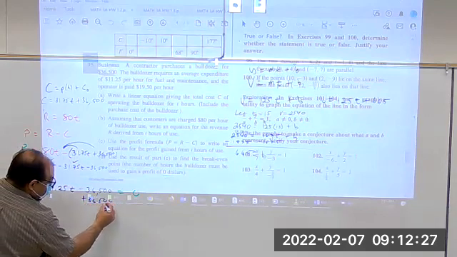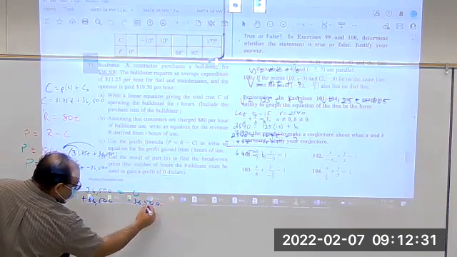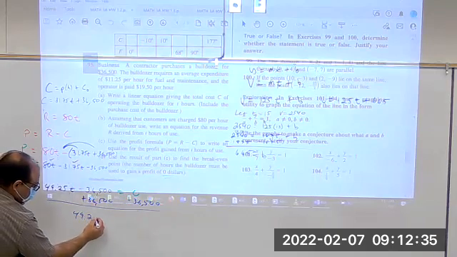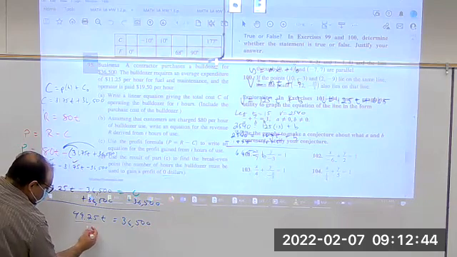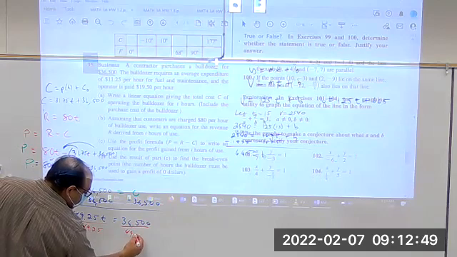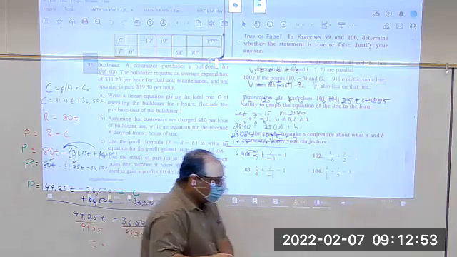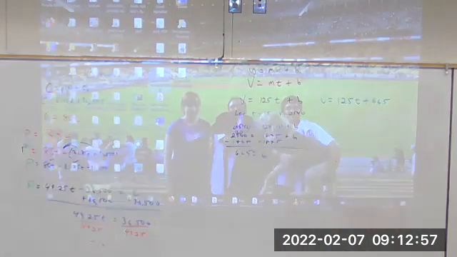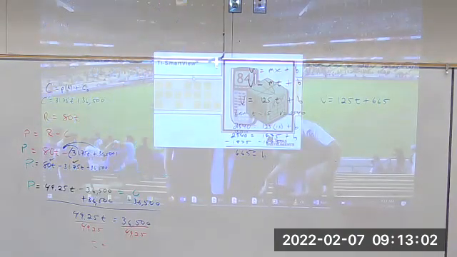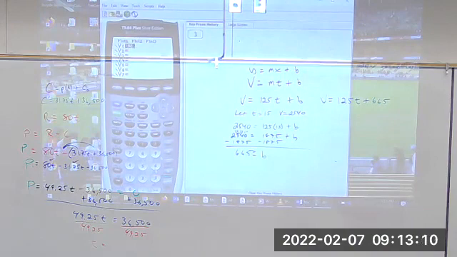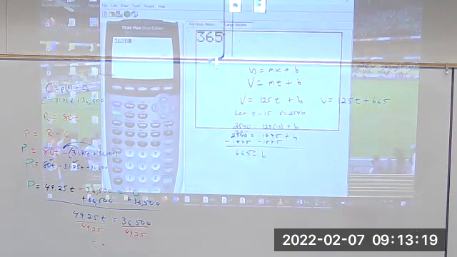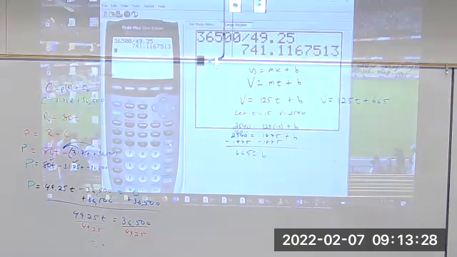Add 36,500 to both sides. 49.25 times T is equal to 36,500. Divide both sides by $49.25. That gives 741.11 hours.